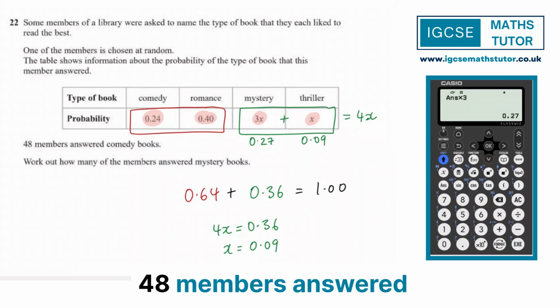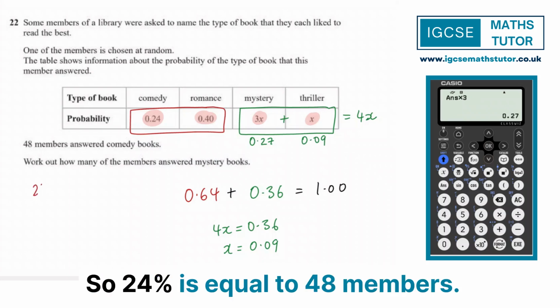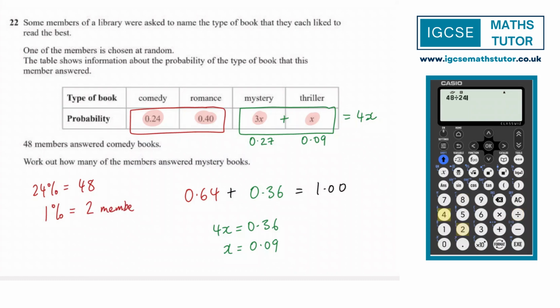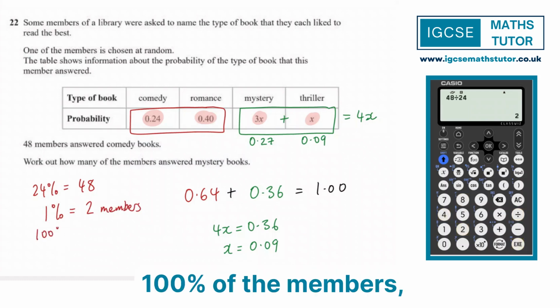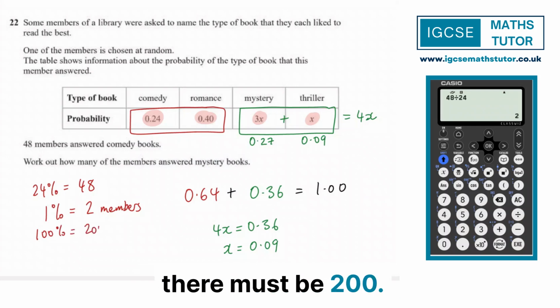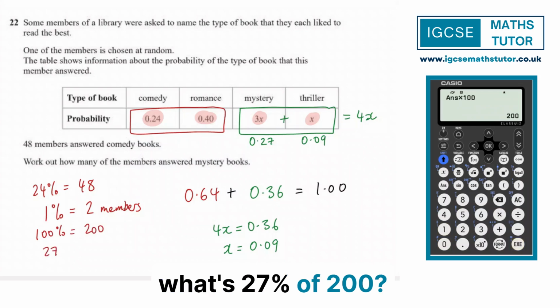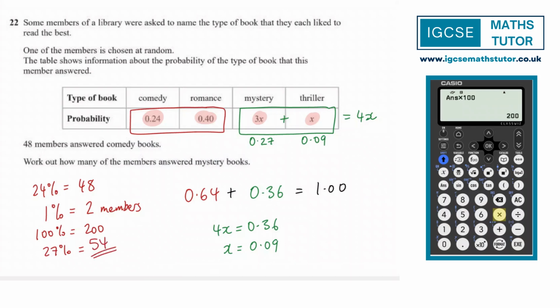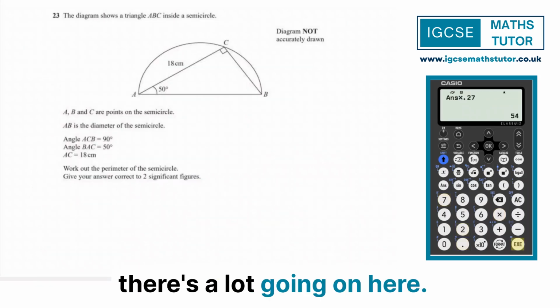If we come here, 48 members answered comedy books. So 24% is equal to 48 members. So we can maybe spot straight off that 1% is 2 members. So all the members, 100% of the members, there must be 200. So for mystery, what's 27% of 200? That is 54 members.